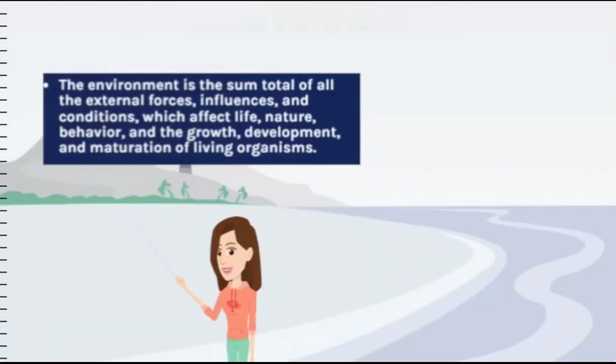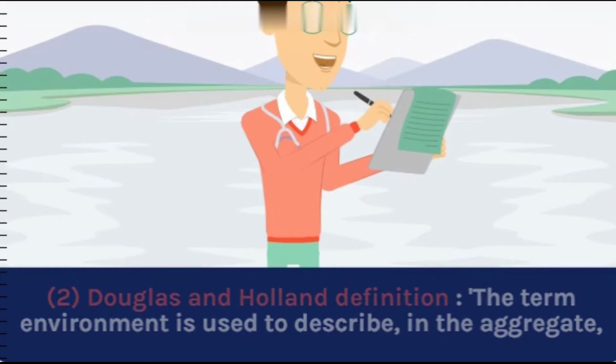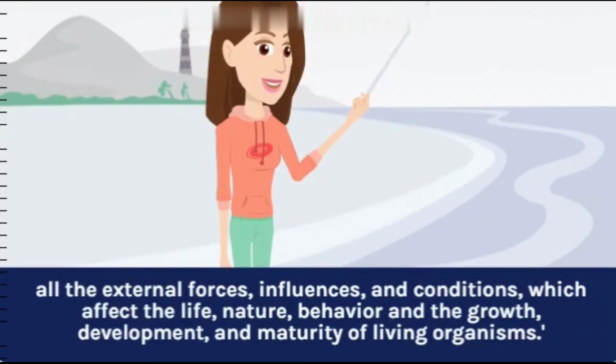The environment is the sum total of all the external forces, influences, and conditions, which affect life, nature, behavior, and the growth, development, and maturation of living organisms. 2. Douglas and Holland definition. The term environment is used to describe, in the aggregate, all the external forces, influences, and conditions, which affect the life, nature, behavior and the growth, development, and maturity of living organisms.